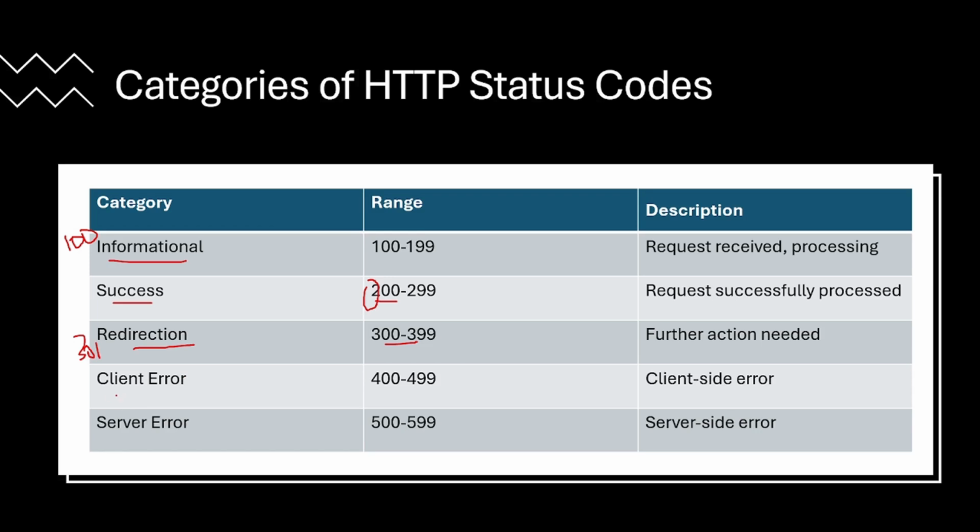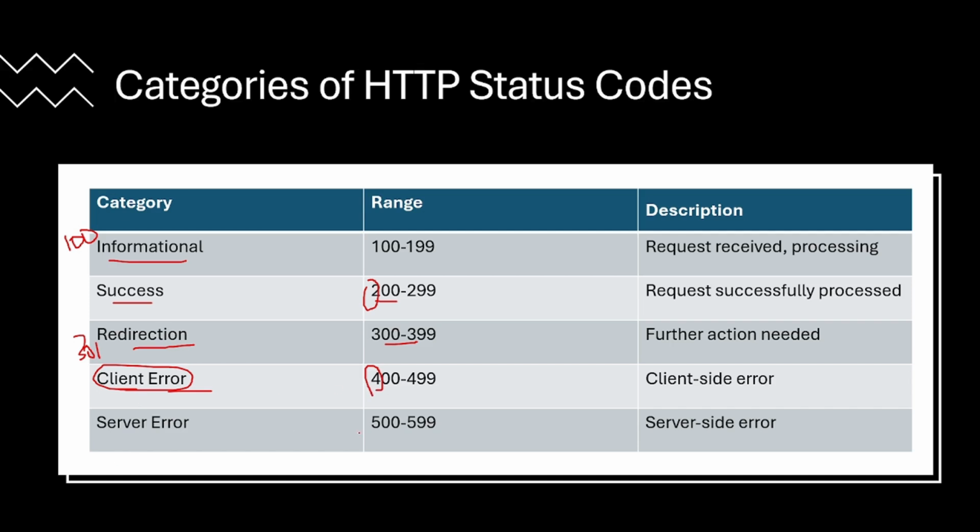Next comes the 4xx series. 4xx codes indicate client errors. These errors typically happen when something is wrong with the request from the client side. For example, a 400 Bad Request, which means that the server is not able to understand the request due to some issue in the syntax from the client. So these are client-side errors which start from 400.